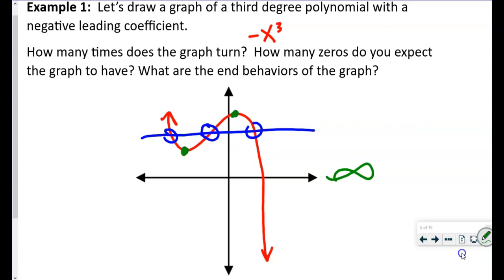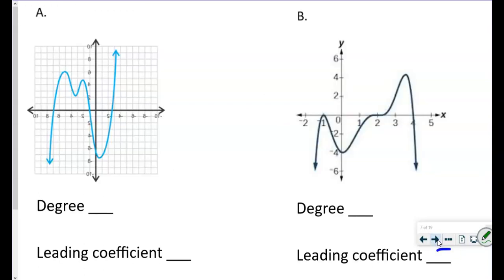So what we talk about next is, I would like you guys to look at these graphs here, and tell me what their degree is and what their leading coefficient is. I'm going to do the first one with you guys and have you do the other 2. So again, if we were to count our mins and maxes, we've got 1, 2, 3, 4. Remember, if I add 1 to that, that would be a 5th degree polynomial, right?